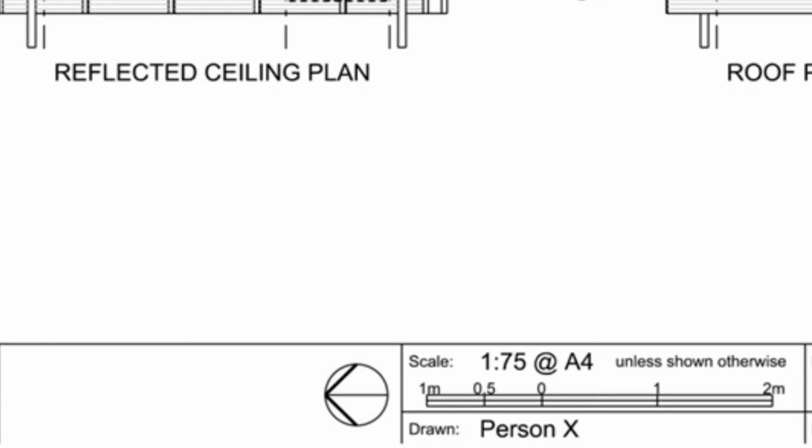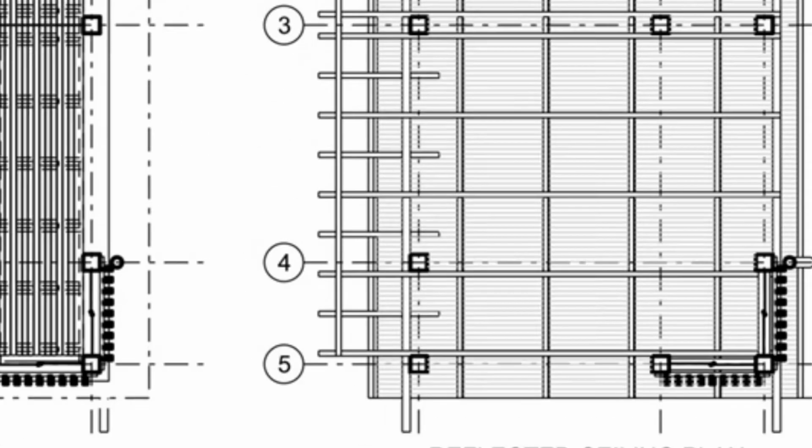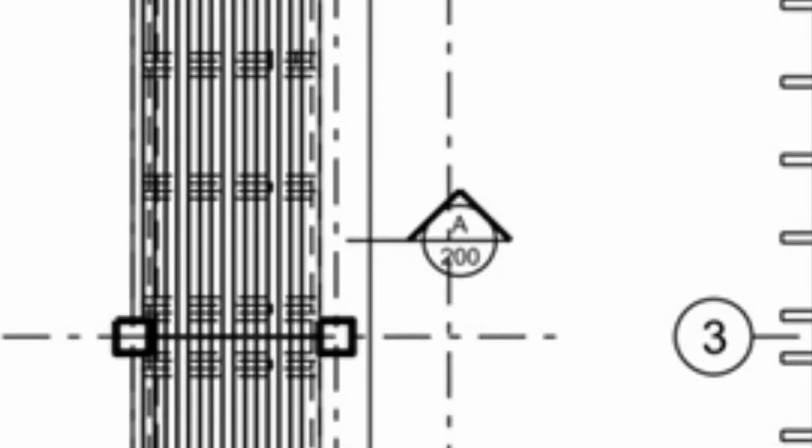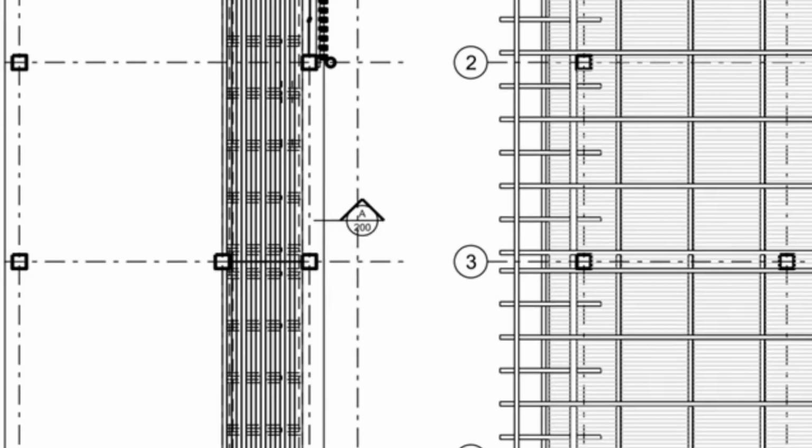The last thing to take note of is the section coordination. We have embellished this section marker to indicate where the section is cut and the direction of the view, as well as the name of the section. The section name is always shown on the upper hemisphere of the icon. The lower hemisphere shows the sheet number that the section is drawn on. This makes it easy to navigate between the plan and the section when they're on different sheets. So in this instance, for section A, we would have to refer to sheet number 200.